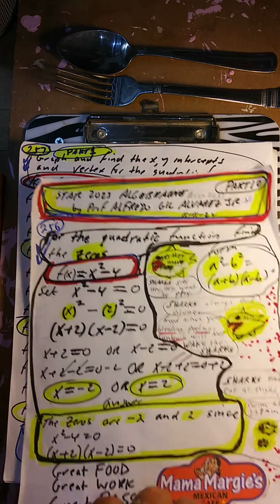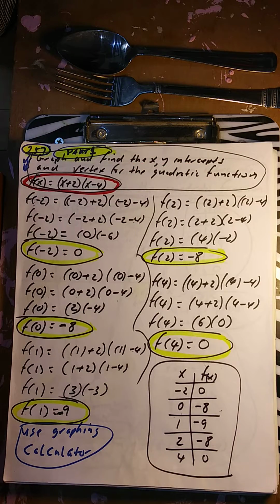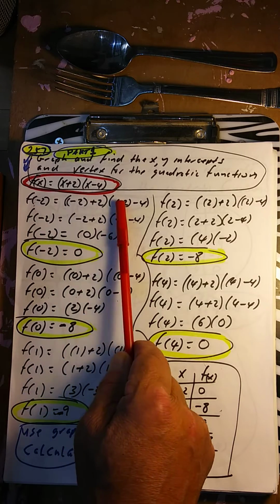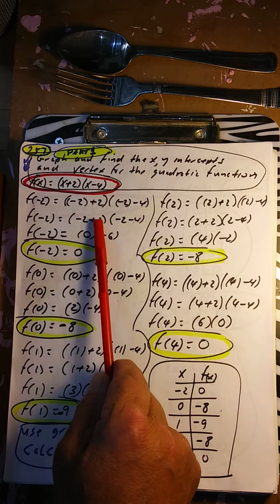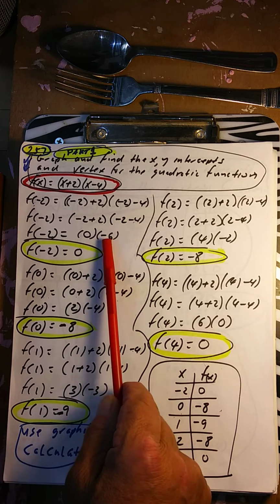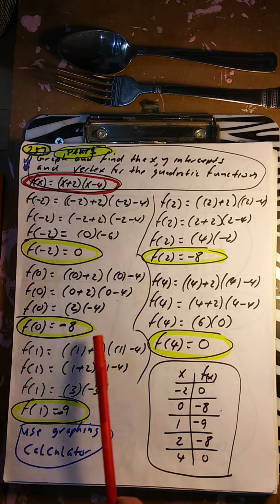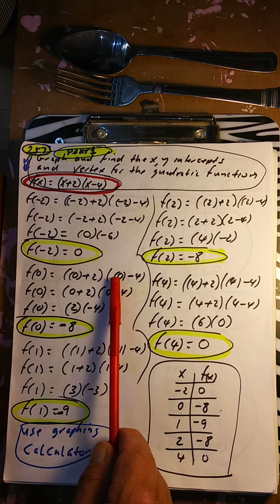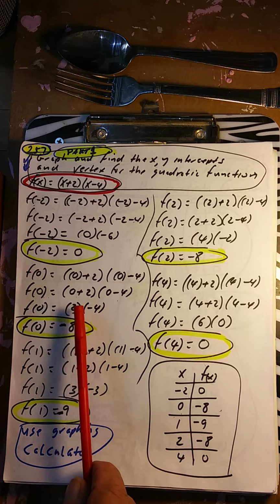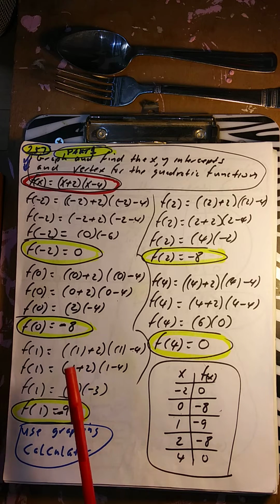Alright, next question. How do we do this one? It says, graph and find the x, y intercepts and vertex for the quadratic function. Alright, let's do that. So, I'm going to put some numbers in. Negative 2 goes there and there. So this is going to become negative 2 plus 2 and negative 2 minus 4, which is 0 times negative 6, and that's 0. Next number I put in 0. 0 plus 2 is 2, and 0 minus 4 is negative 4. 2 times negative 4 is negative 8.